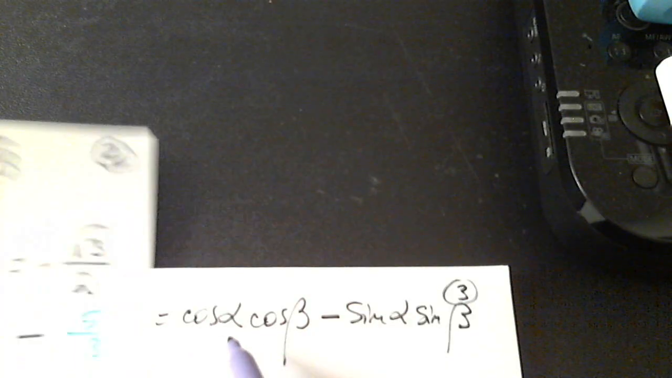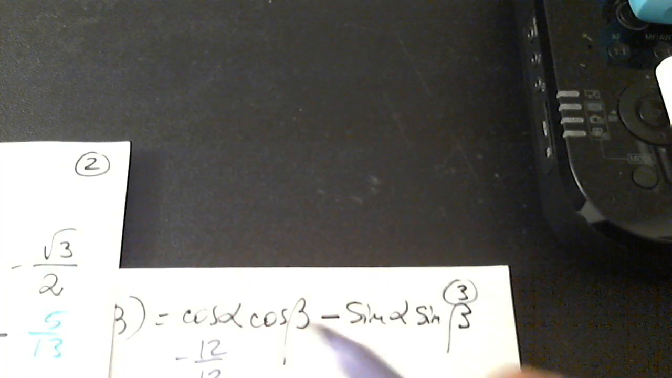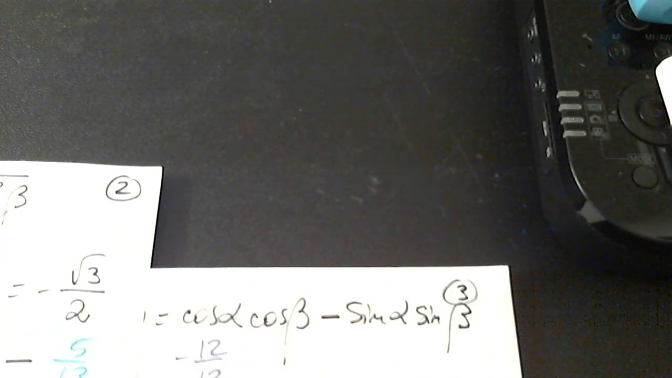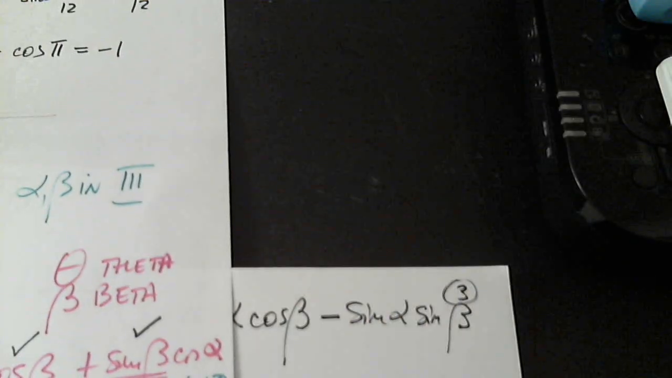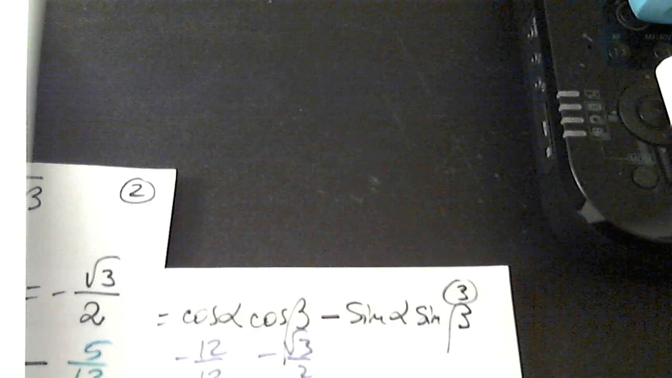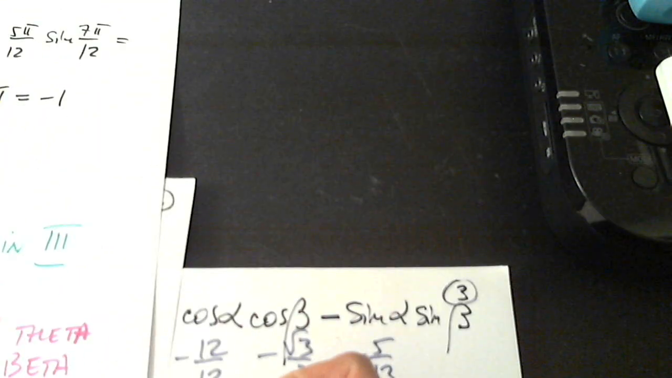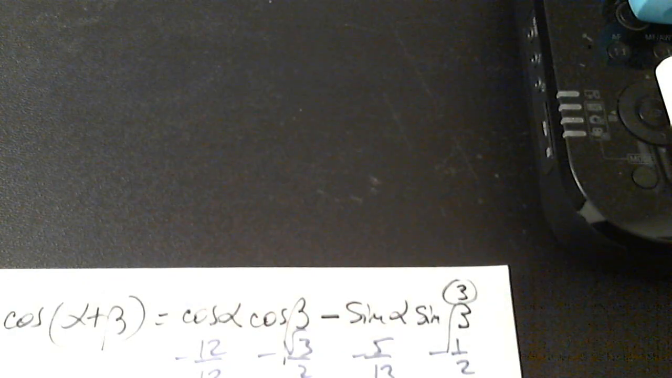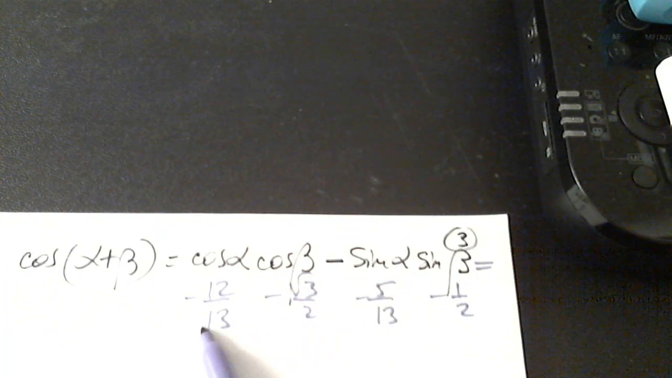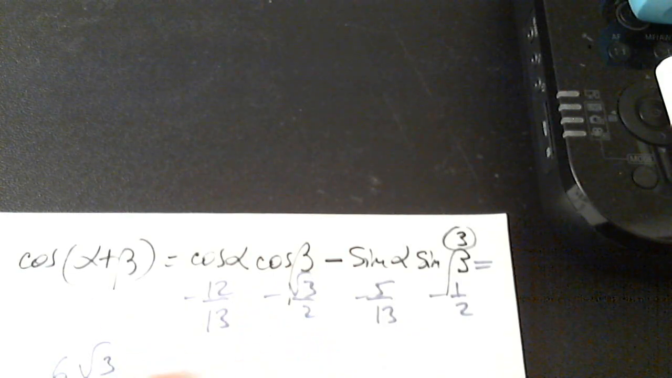So cosine alpha was -12/13. Cosine beta was negative the square root of 3/2. Sine alpha was -5/13. Sine beta was -1/2. We did the work. All we have to do now is perform the operations. 2 negatives, and I will simplify, and I get 6 the square root of 3/13.